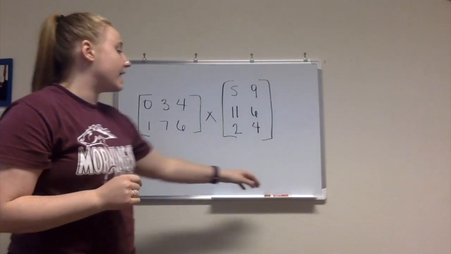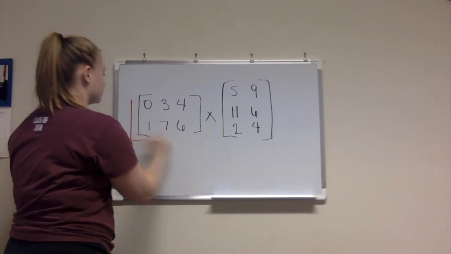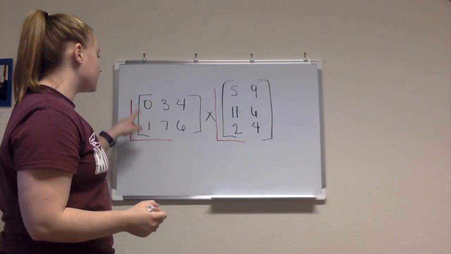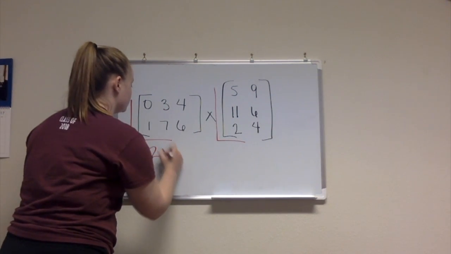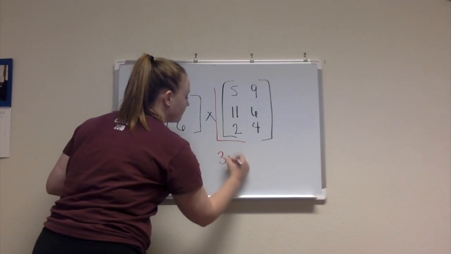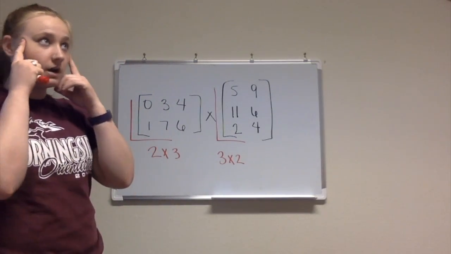If you said an L, you are correct. So we make an L like this. We know this one is a 2 by 3, and this one is a 3 by 2. Let's think about it even more.